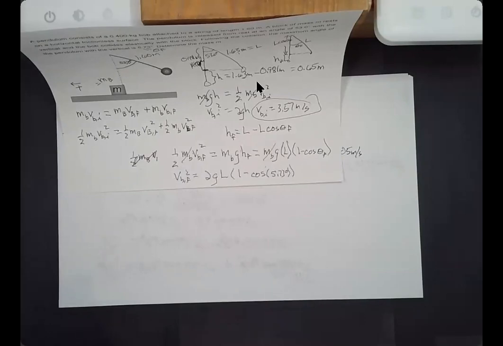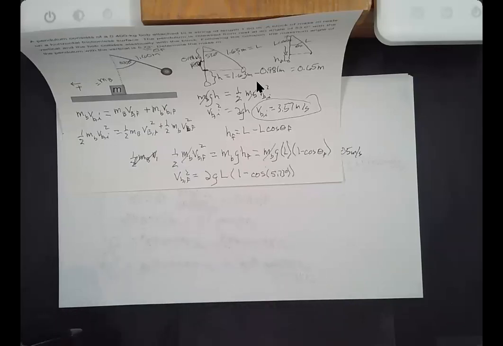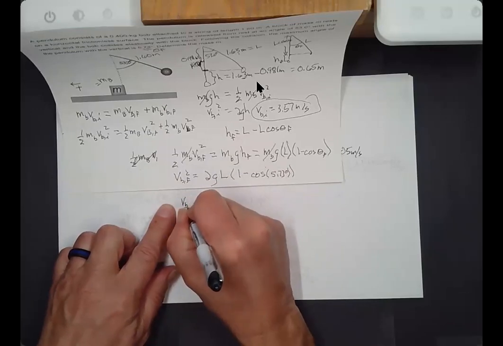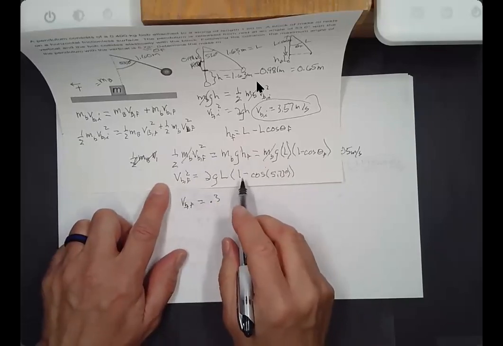Okay, so 2 times g times L, the 1.60 meters, times 1 minus the cosine of 5.73 degrees, and I get, let's see, for that thing squared, it's 0.15, but I want to take the square root. Okay, and so the bob bounces off of the block at 0.3. I'm pretty sure I can only keep two significant figures on here.